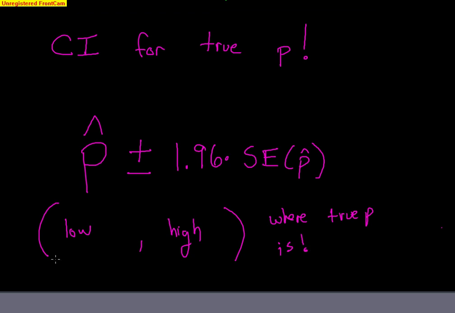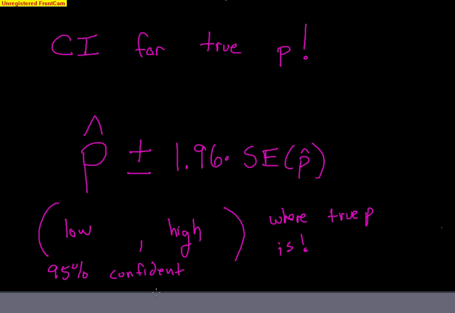And we say that we are 95% confident that the true P lies in that interval. Now, what does 95% confident mean? First off, it does not mean probability. It's not that there's a 95% chance that it's in that interval.